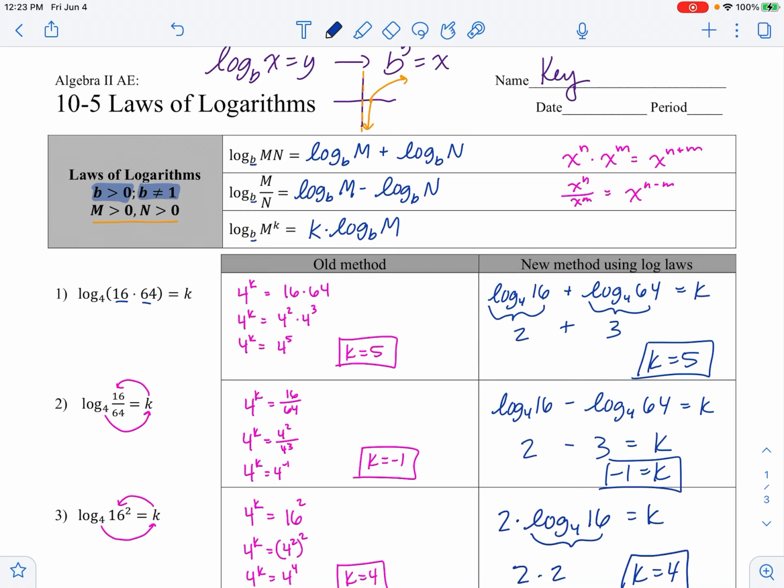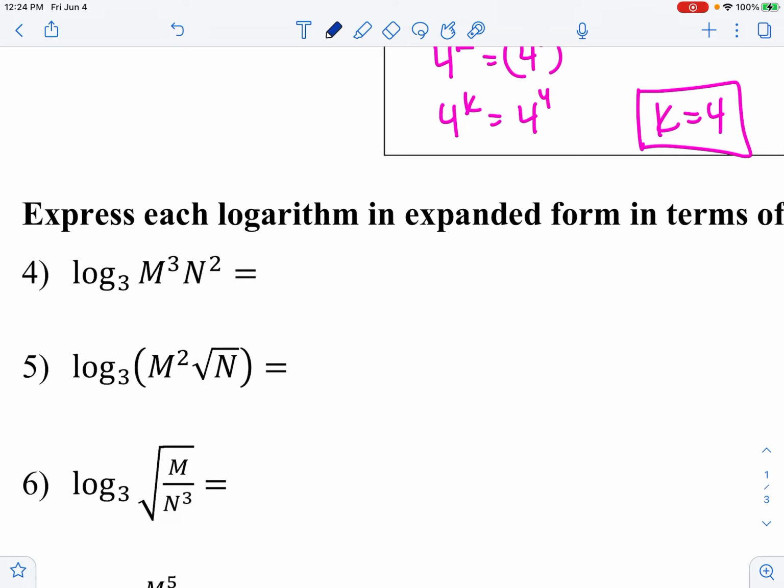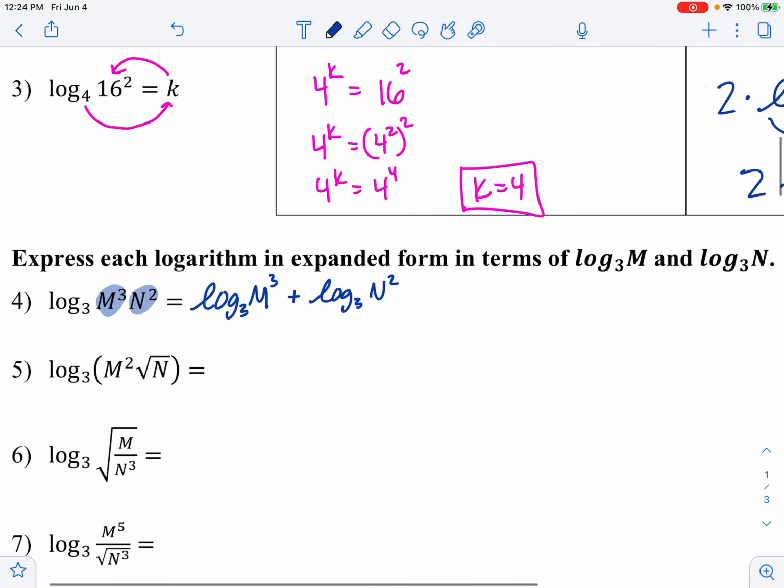Let's take a look at a few more examples and let's split these up. We want to express each logarithm for 4 through 7 in terms of log base 3 of m and log base 3 of n. So we have to completely split up, and I should have nothing else attached to those logarithms. So on number 4 here, I have a couple different steps. The first thing I'm going to do is split up these two things that are multiplied inside. So I'm going to split the log base 3 of m cubed plus the log base 3 of n squared. Well, that's not enough because I want just a log base 3 of m. I don't want any exponents in there. So now on each individual one, I am going to do my third rule, my exponent rule. I have 3 times the log base 3 of m plus 2 times the log base 3 of n.